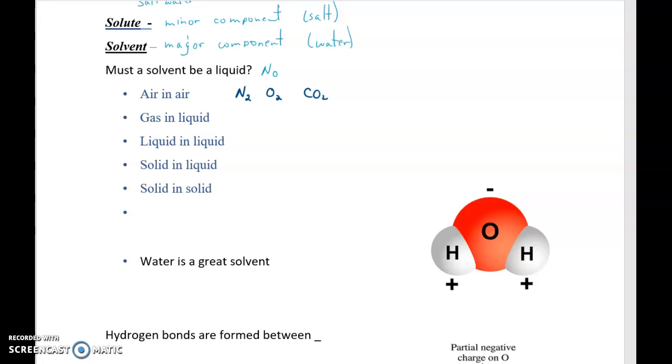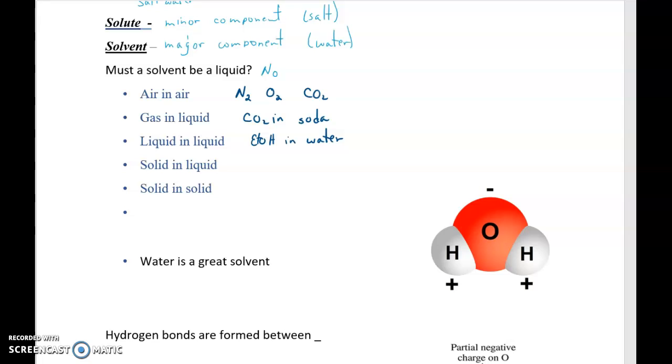things. You can have gas in a liquid. For example, you can have CO2 in your soda. Here, the CO2 is the lesser amount, and it would be the solute. You can have liquids dissolved in liquid. Ethanol is frequently dissolved in water. You can have vinegar dissolved in water.